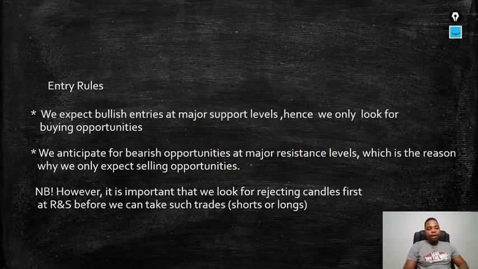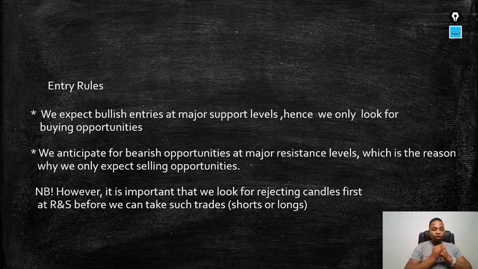Now we are going to be embarking on the entry rules that you are expected to use when you trade support and resistance on NAS 100. We expect bullish entries at major support levels, hence we only look for buying opportunities. That's the first rule that you must always have in mind. And we anticipate bearish opportunities at major resistance levels, which is the reason why we only expect selling opportunities when we are at a major resistance level.